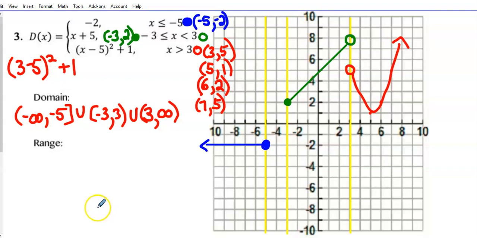Range, it starts at negative 2. That's included. It does end up going forever. One of them does end up going forever, so that is infinity.